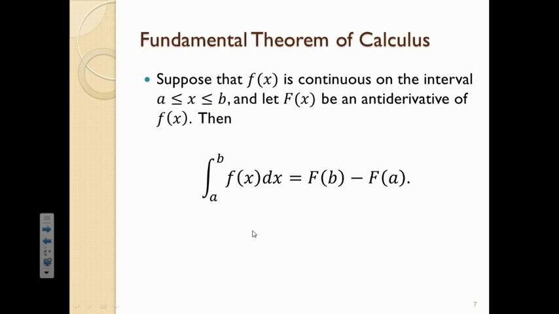Well, that just means that there's no gaps in the function, that it exists from a to b. It's not like, if a was 3 and b was 5, you're missing a point at x is equal to 4, or you're missing a whole range from 3.5 to 4.5. It exists over the entire range from a to b.